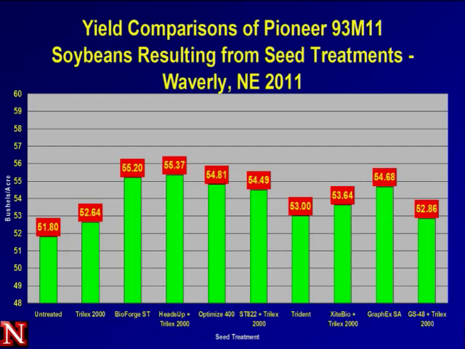What is of most interest is what we saw with these treatments for yield. The two on the left on this graph, which are the untreated and the Trilix 2000, which is the fungicide only, actually had the two lowest yields in this particular experiment.